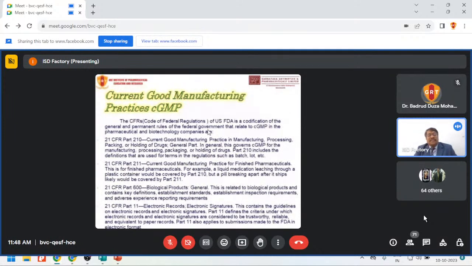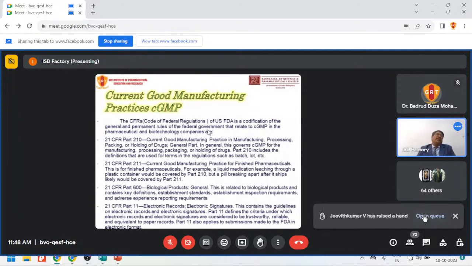21 CFR part 600 is for biological products. This is related to biological products and contains key definitions, establishment standards, and establishment inspection requirements. All these things will be reported. Here I wanted to tell you that when we are manufacturing biological products, the inspection criteria will be monitored very clearly. At each and every stage of manufacturing, inspection will be taken up.